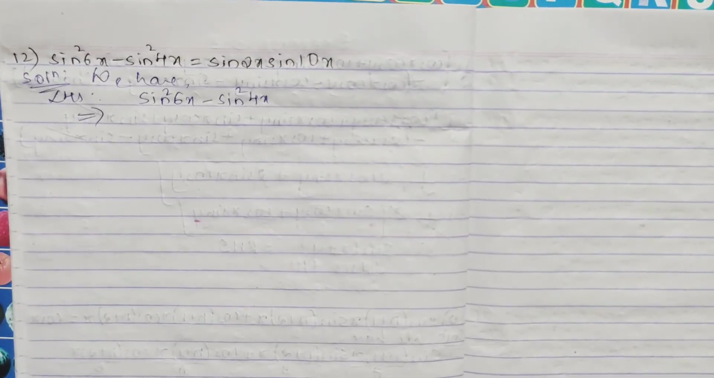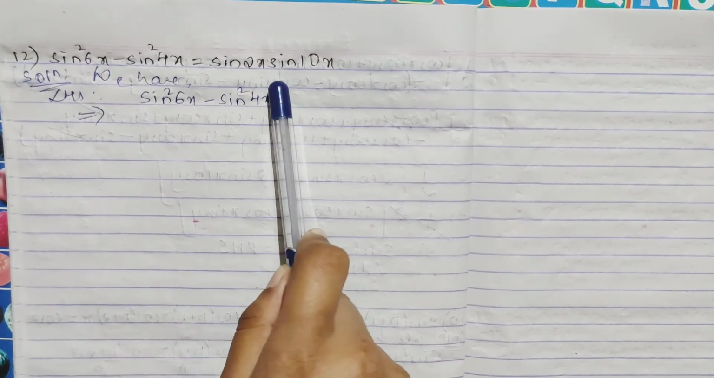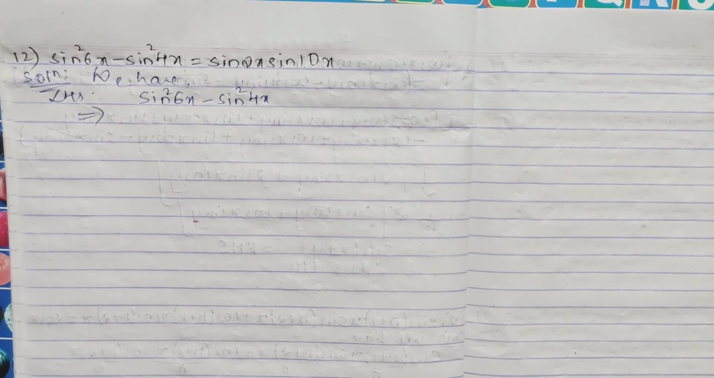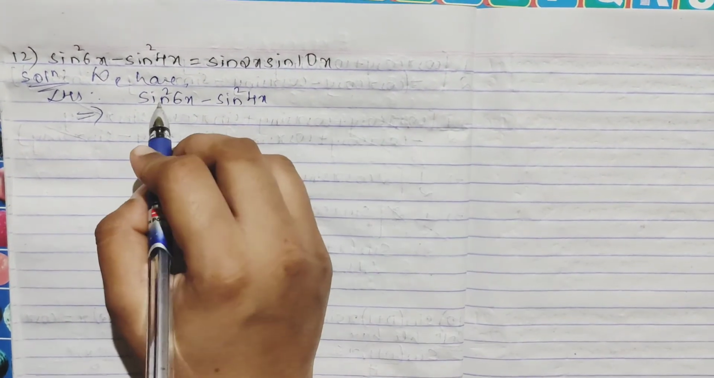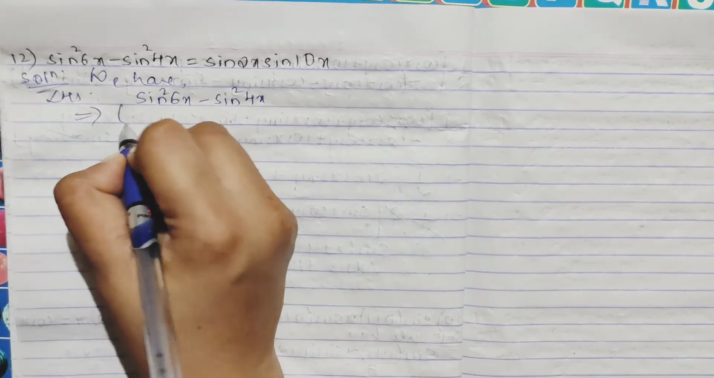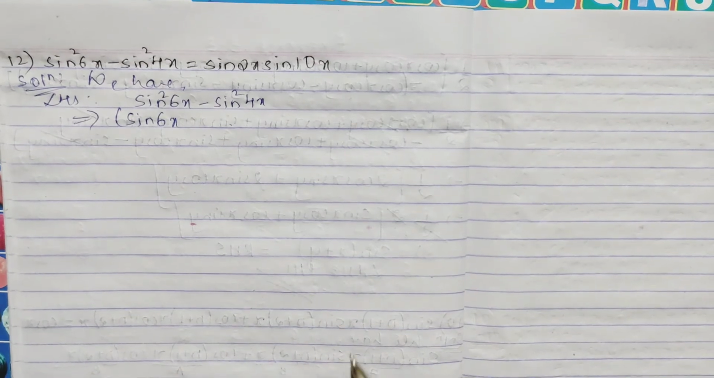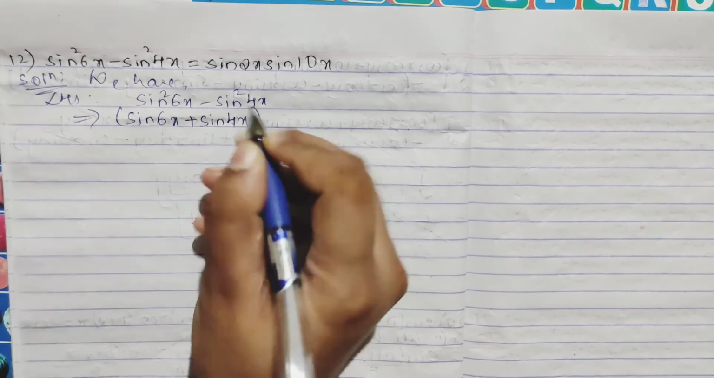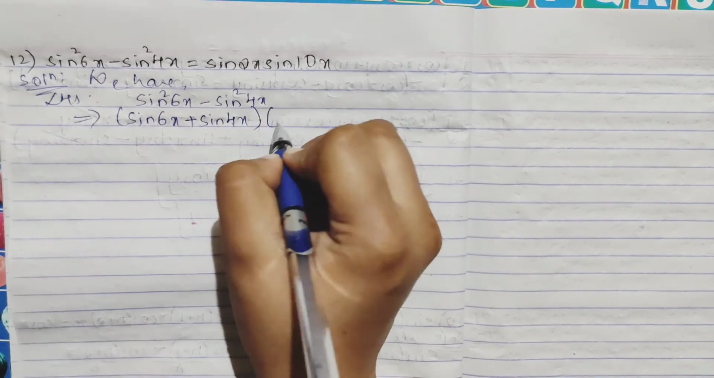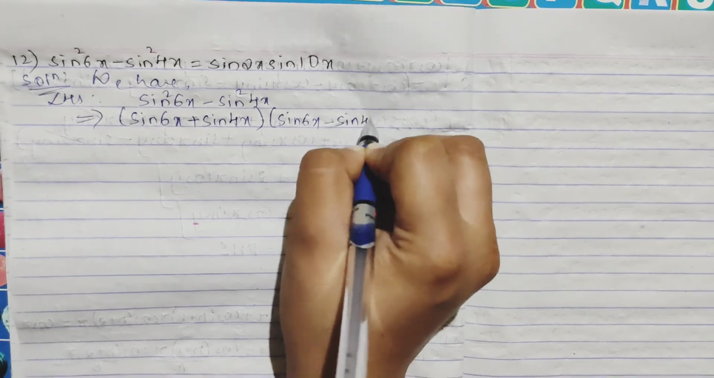So your 12th question: sin square 6x minus sin square 4x is equal to sin 2x into sin 10x. Same way, consider your LHS. This is sin square 6x minus sin square 4x. It is a square minus b square form, right? The a square minus b square identity is what? a plus b into a minus b. So I'll take it as sin 6x plus sin 4x into sin 6x minus sin 4x.